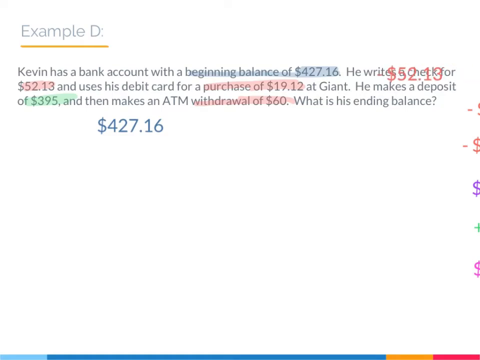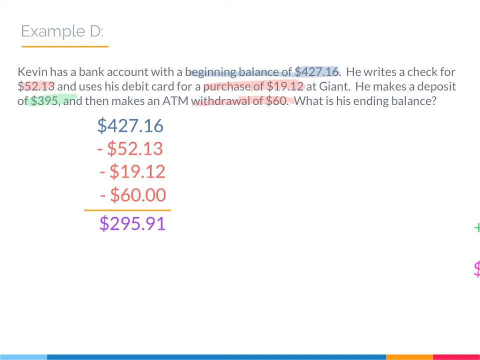So we know that he spends $52.13, so that's a negative. He makes that purchase with that debit card for $19.12, so that's a negative. And then he makes a withdrawal of $60, so again, that's a negative. So all of those things are money that he's going to be taking away from his account. So then I can just use my calculator, $427.16 minus each of those. And when I do that, I end up getting $295.91.